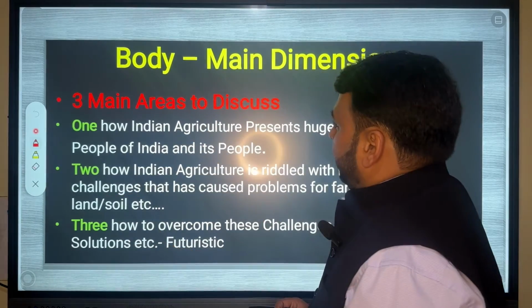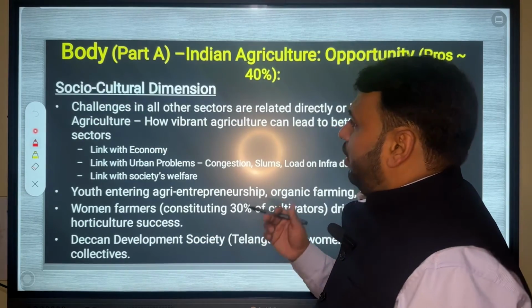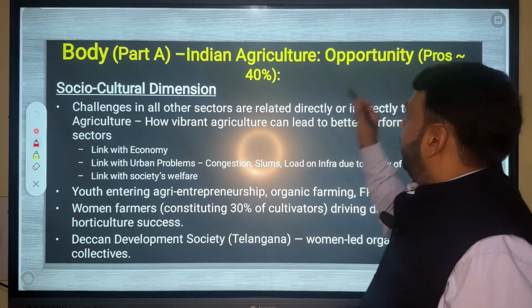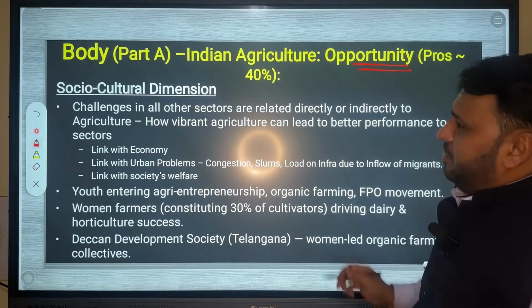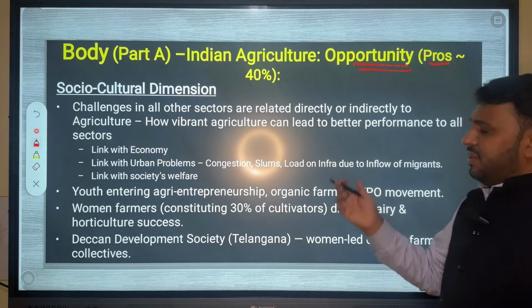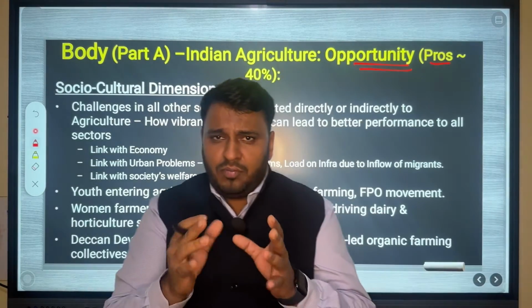Okay, moving next. Let's come to the body part, that is part A, how Indian agriculture has huge opportunities, that is the pros. So I would say the pro part should be somewhere around 40%.